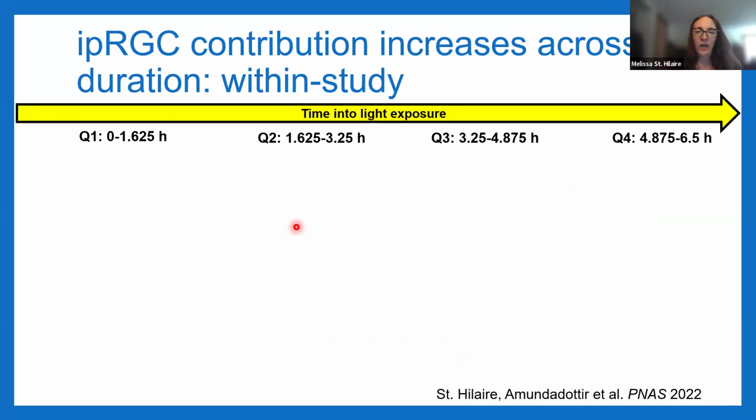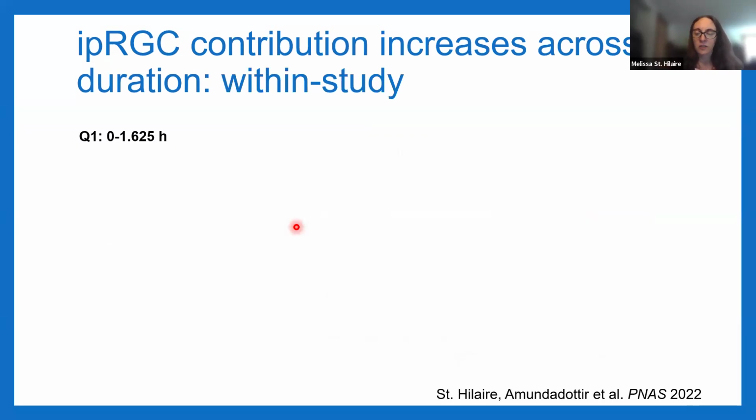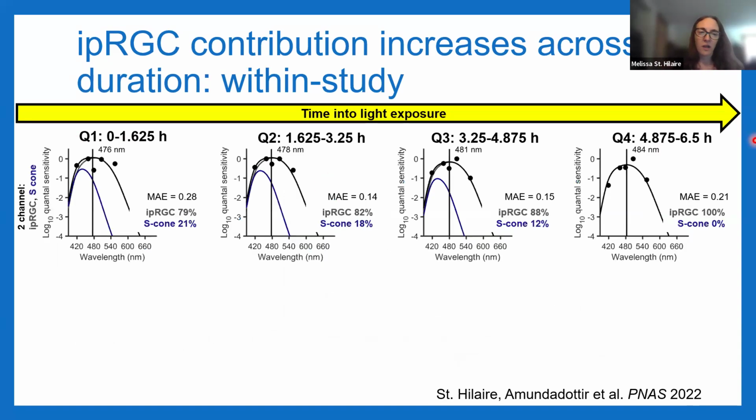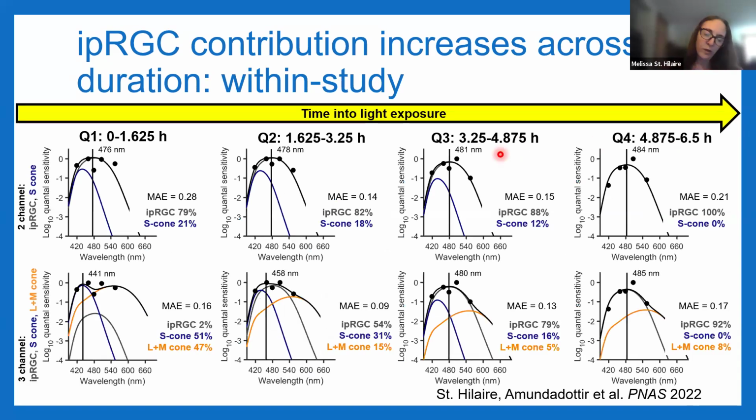Now, we can look at that not cross-sectionally across studies, but we can actually look at that within our own data. So again, breaking this down into these different quartiles of melatonin suppression, so looking over the first 97 minutes versus later into the exposure, we can fit these channels. And basically, this is a very noisy slide. I don't want to spend too much time on it in the interest of time.